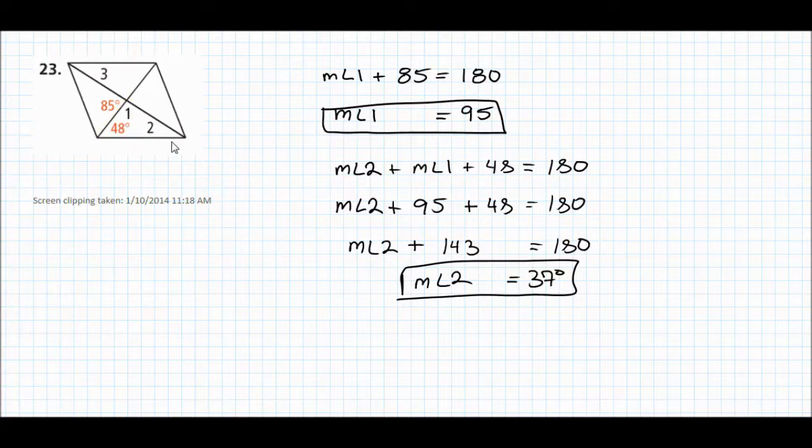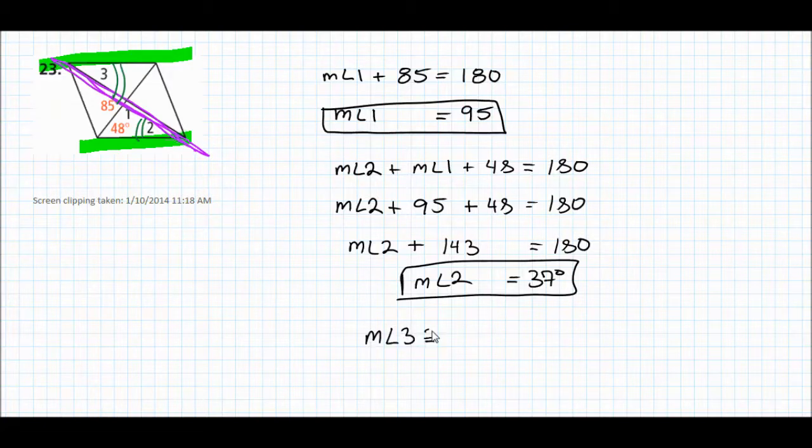If this diagram is a parallelogram, which it's given, we know opposite sides are parallel. And we know any transversal that intersects two parallel lines creates alternate interior angles which are congruent. So angle 2 must be congruent to angle 3. We already solved for the measure of angle 2, so by alternate interior angles, the measure of angle 3 is 37 degrees.